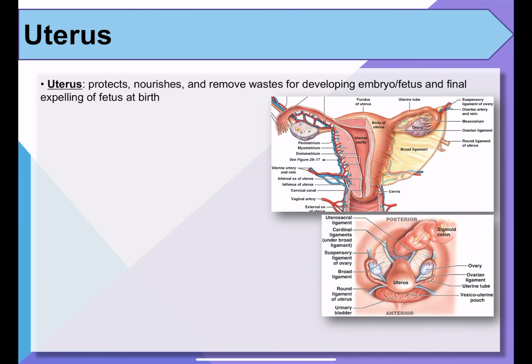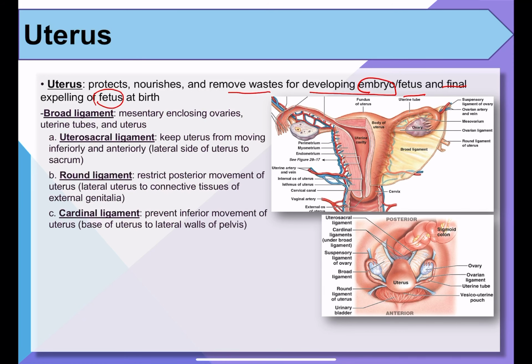All right, so the oocyte or embryo, if fertilized, will then travel to the uterus, which mainly functions to protect, nourish, or remove waste for the developing embryo and the fetus, okay? And of course, it will be in charge of the final delivery of the fetus when it is ready to be born into this world, okay?